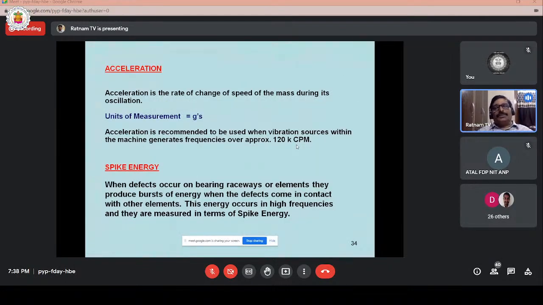Spike energy is used for finding defects in bearing raceways or bearing elements, and defects in contact with any other elements. This energy occurs at high frequency and is measured in the form of spike energy. Special instruments are used to measure spike energy. SPM meters are used for measuring spike energies.